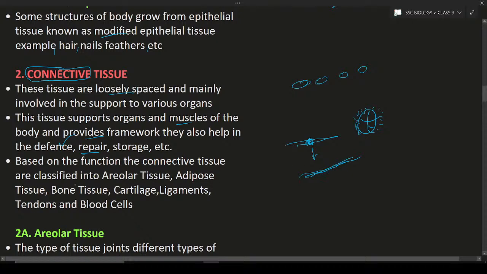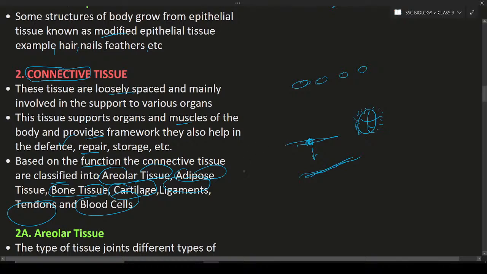Next, there are different types of connective tissue. Based on the function, the connective tissues are classified into areolar tissue, adipose tissue, bone tissue, cartilage, ligaments, tendons, and also blood cells. So these are the different types of connective tissue. Till now, if you have any doubts or questions, post them in the live chat section so that I can read and answer your doubts or questions.